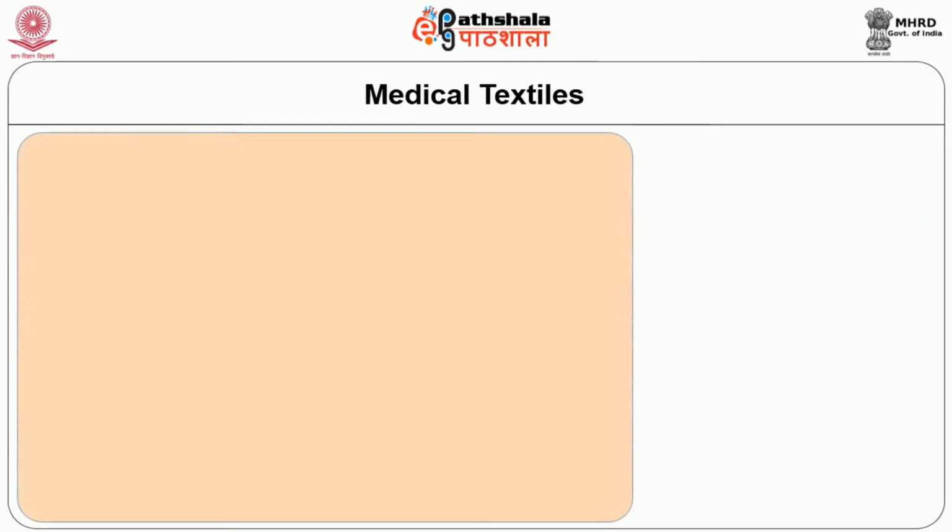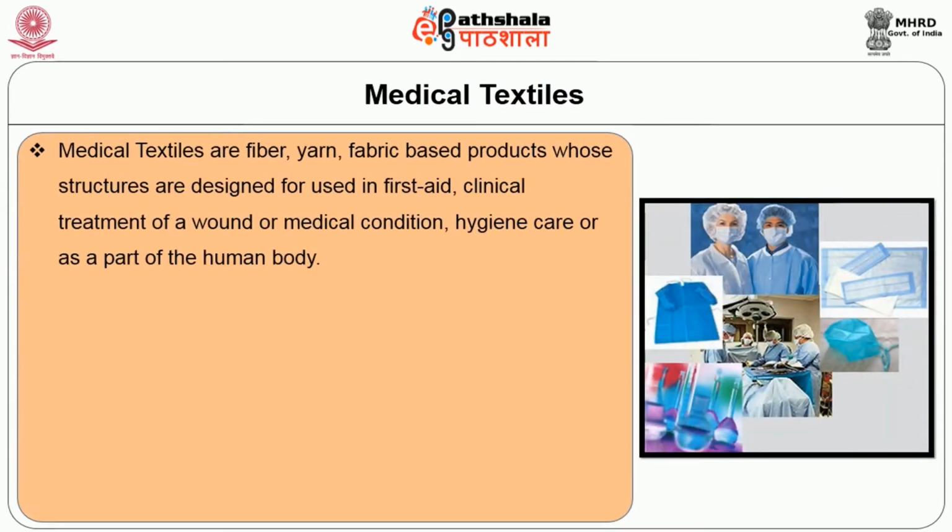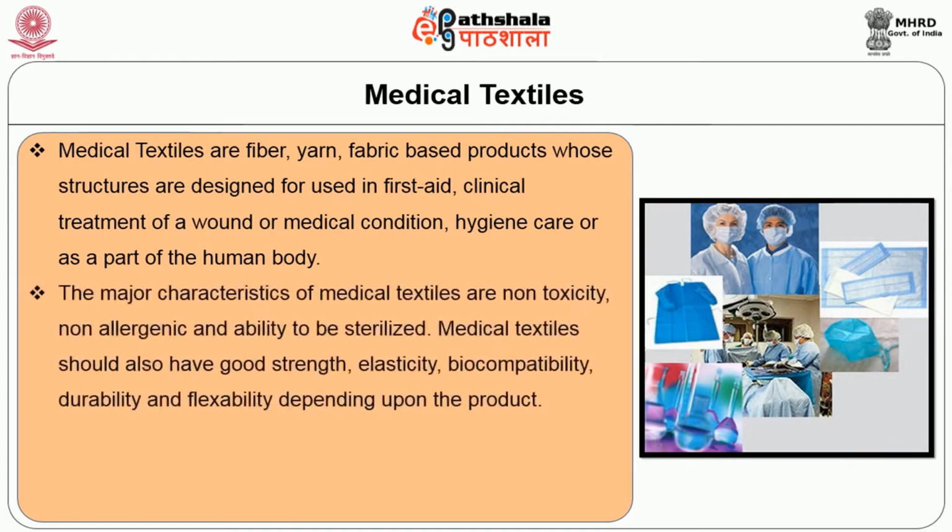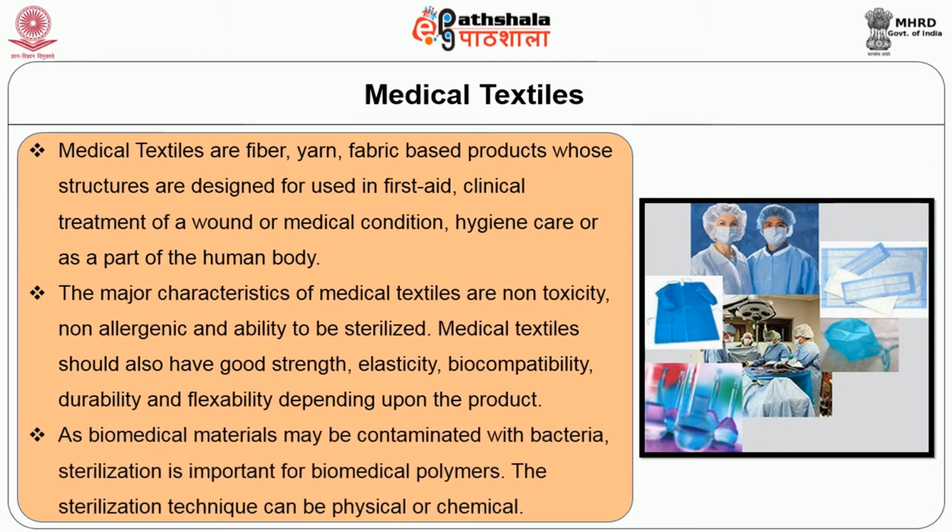Now we shall see the definition of medical textiles. Medical textiles are fibers, yarn, fabric based products whose structure are designed for use in first aid, clinical treatment of wound or medical condition, hygiene care or as a part of a human body. The major characteristics of medical textiles are non-toxicity, non-allergenic and ability to be sterilized. Medical textiles should have good strength, elasticity, biocompatibility, durability and flexibility depending upon the product.